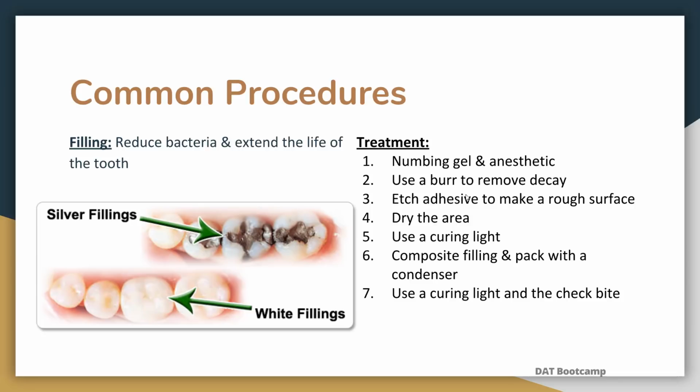Afterwards, you're going to use a burr to remove any decay, and some etch adhesive to make a rough surface. You're going to dry the area and use a curing light. Afterwards, you're going to add the composite filling and pack it down with a condenser. Obviously, if you're using amalgam, it's slightly different. Use a curing light and check the bite. So over here we have the silver filling. This is also known as the amalgam. And over here you have the composite filling, also known as white fillings in this diagram. And I'm going to let you do your own research as to what the differences are between the two.